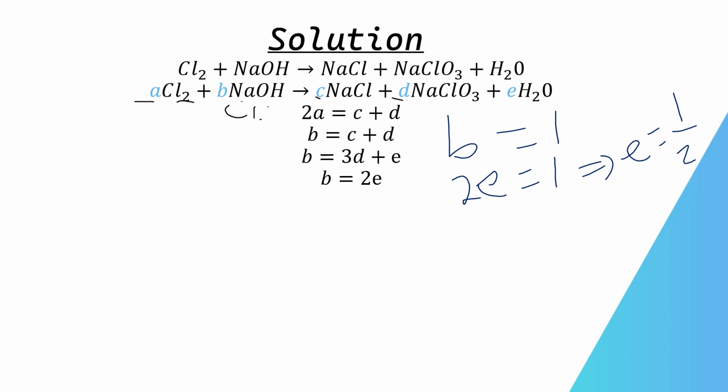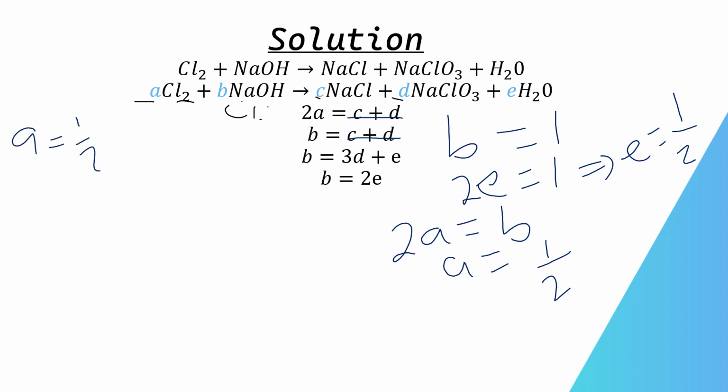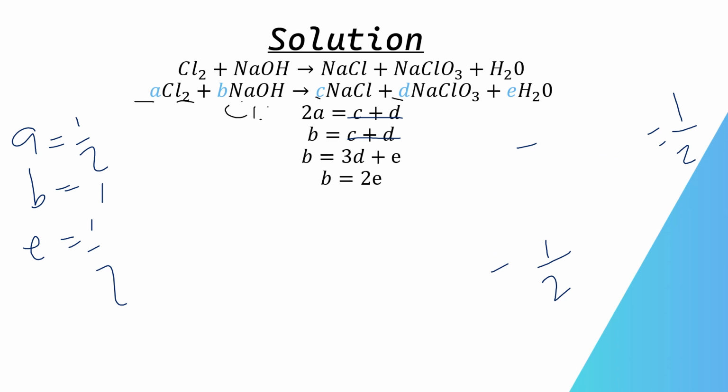Now, 2A has a relationship with B. They all give us C plus D. So what if we equate 2A to B as 2A equals B? Meaning A equals what? 1 on 2. Now, we found A. So let's write it. A equals 1 on 2. B equals 1. E equals 1 on 2. Now, let's find C and D.